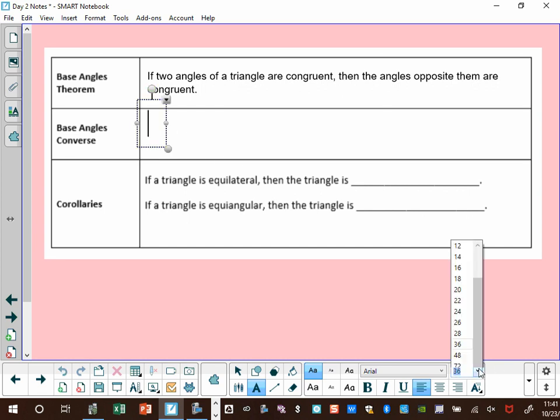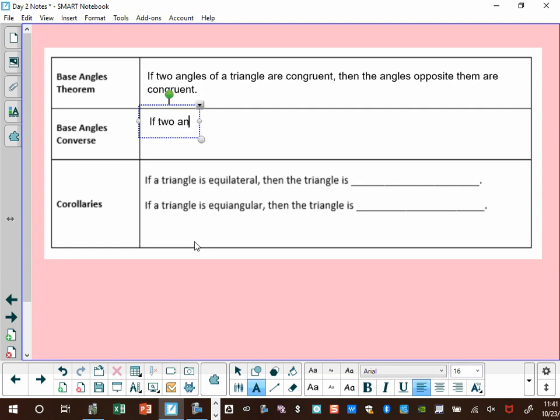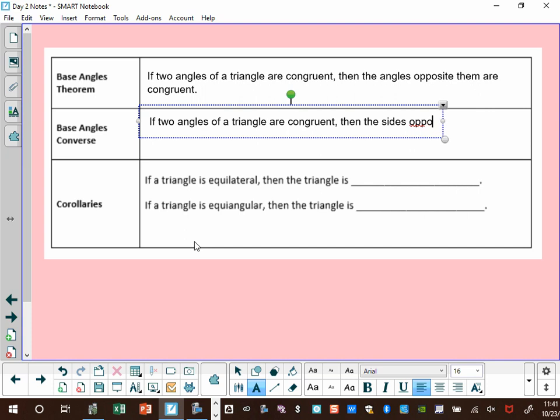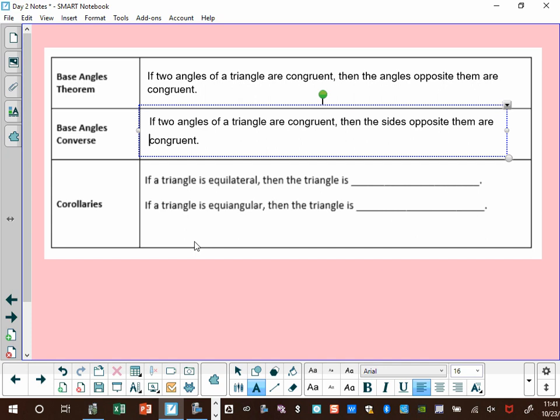And then for your base angles converse, this says if 2 angles of a triangle, and if you want to use your abbreviations you can, or your pictures, are congruent, and the sides opposite them are congruent. So you basically just wrote the same thing twice, it's just opposite. So I'll draw a picture so you can kind of see what that means.